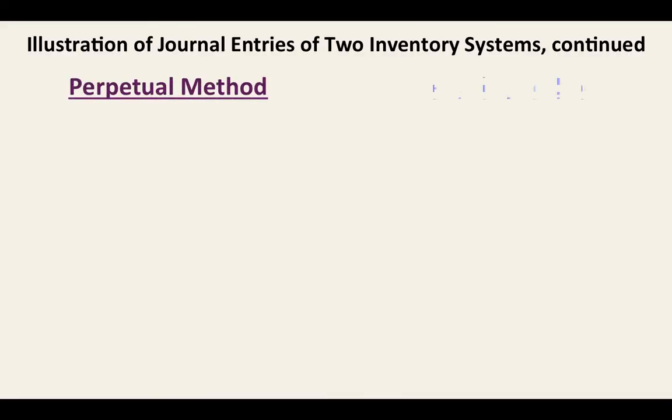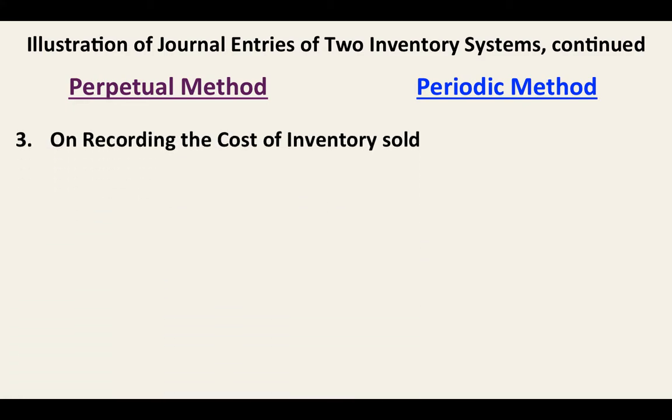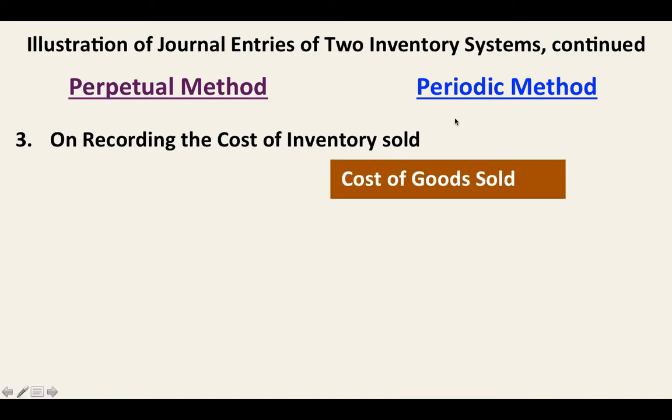Let's move on. Let's continue the discussion on the illustration of journal entries. Now, on recording the cost of inventory sold, this is very important, class. Because we have sold the inventory, the cost of inventory is also termed as cost of goods sold. Remember this, class. The cost of inventory is termed as cost of goods sold or cost of sales. They are synonymous. But for our illustration purposes, we will probably be using more of cost of goods sold. Okay? So cost of goods sold.